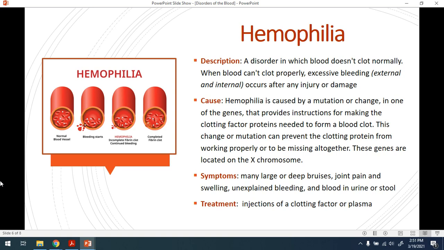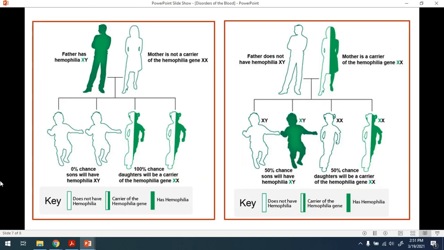Here on the left-hand side, you can see a normal blood vessel. The bleeding starts, and in a normal person, clotting factors would come to the site of the injury and clot so that they no longer bleed. In someone with hemophilia, that fibrin clot is incomplete and the bleeding continues.